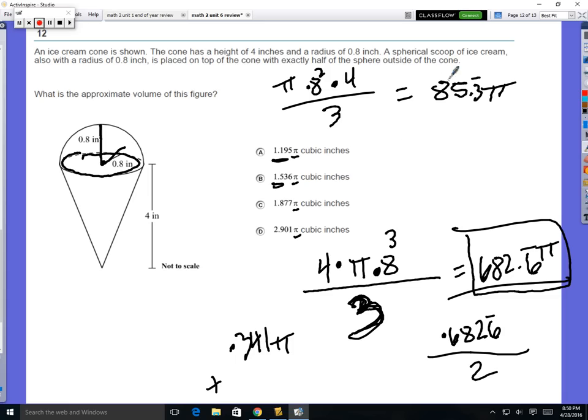freak, man, I did the same thing on the cone. It's 0.8 squared, not 8 squared. So I think I can just move the decimal over 2 times there. 0.853. Let's try that. Okay, so that matches with A, 1.195-ish pi cubic inches.